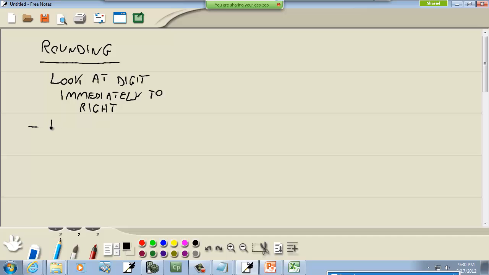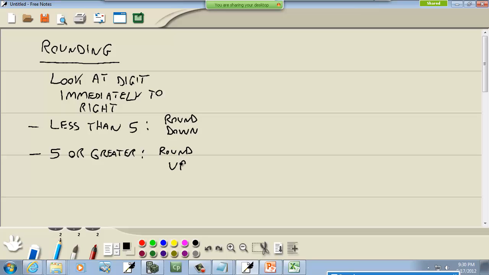If it's less than 5, then we round down. If it's 5 or greater, we round up. And we're going to see what we mean by those terms with actual examples.